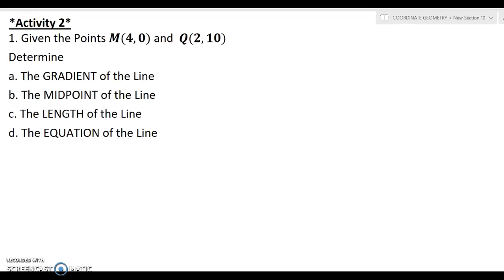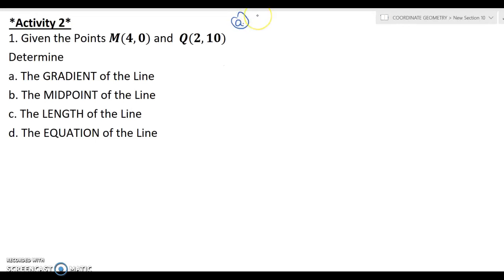Hi everyone, this video is just to go through this activity 2 where we have to find the gradient of the line, the midpoint of the line, length of the line, and equation of the line. So I'm going to just get straight to it. Given the points M, which is (4, 0), and Q, which is (2, 10), you want to determine part A, the gradient of the line. So I'm going to go ahead and do it one time.